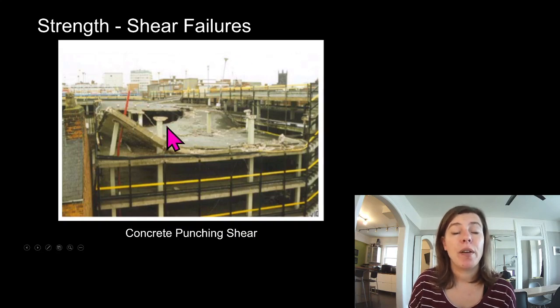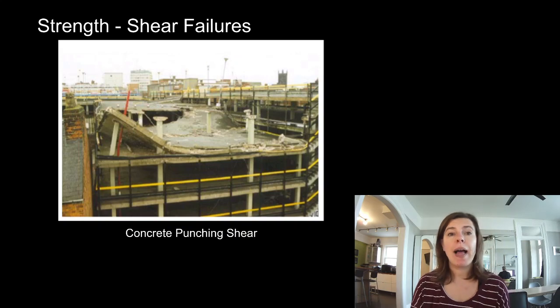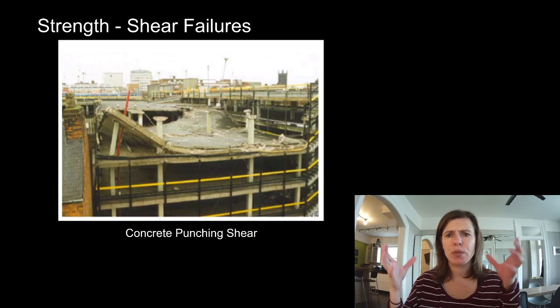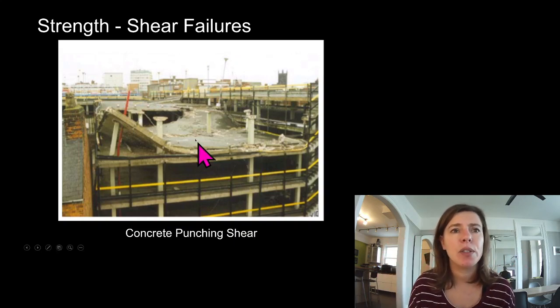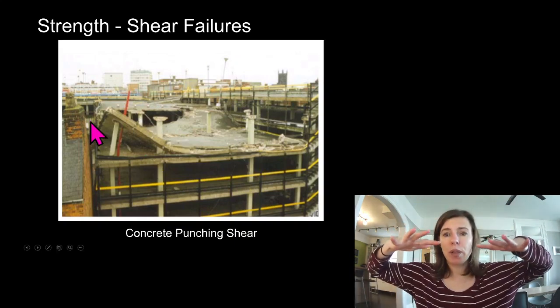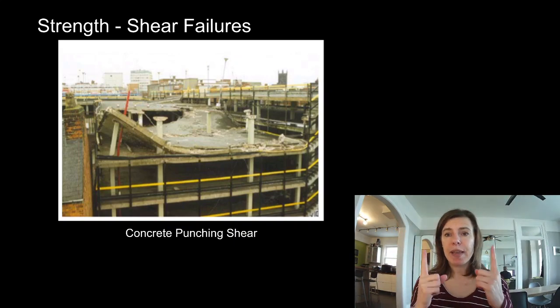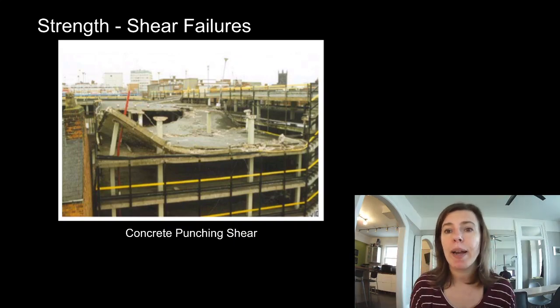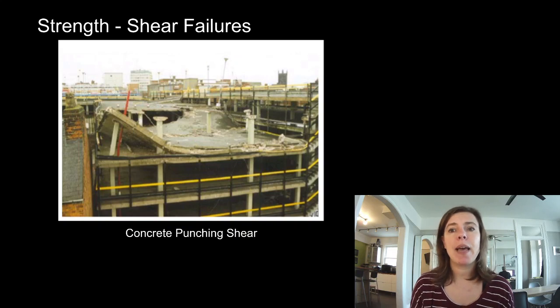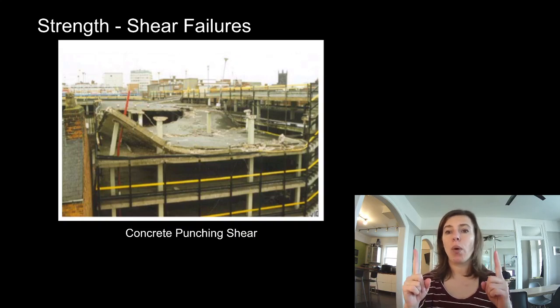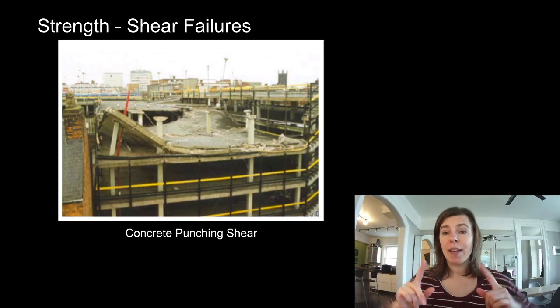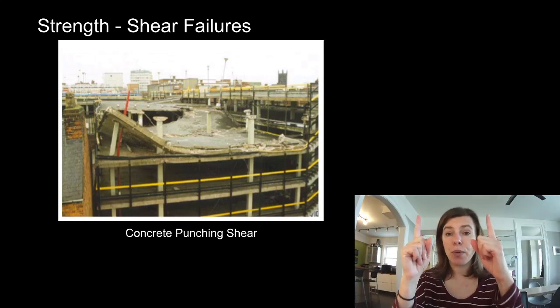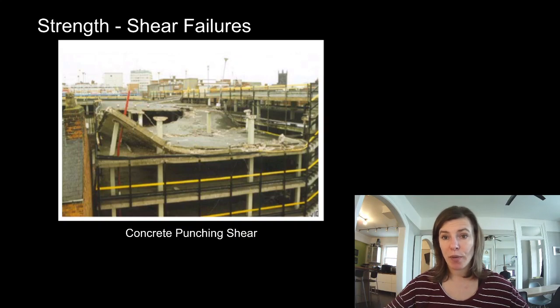Another type of shear failure. Concrete. This is the most common type of concrete failure for slabs. This is why in parking garages we have capitals and drop panels, and we're going to talk about that later in the term. Our slab, as we load it, wants to have the columns basically go right up through it. Imagine taking a piece of styrofoam and supporting it on popsicles or on toothpicks. If you pushed down on it, the toothpicks would go right through the styrofoam and you'd be able to push that down right to the ground.